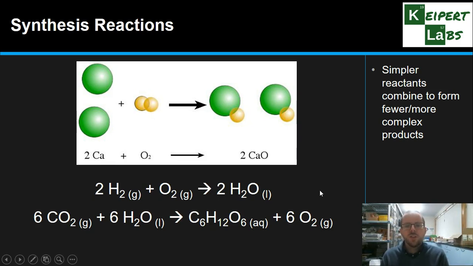Okay, so we've got two examples of each of those here. We've got hydrogen and oxygen gases forming water, synthesizing water. We also have simpler compounds joining to make more complex compounds and fewer more complex products. So carbon dioxide and water combining to form glucose and oxygen in photosynthesis. Okay, so the general reaction for that is A plus B forming AB. Separate, simpler things joining to form fewer, more complex things.